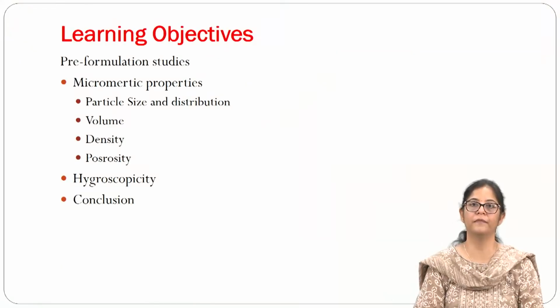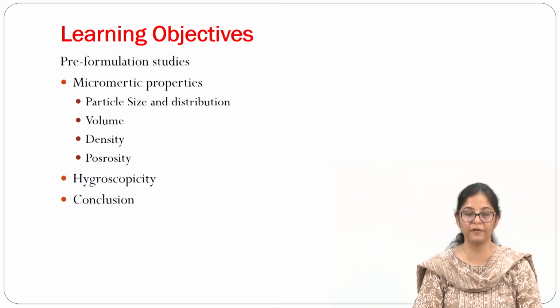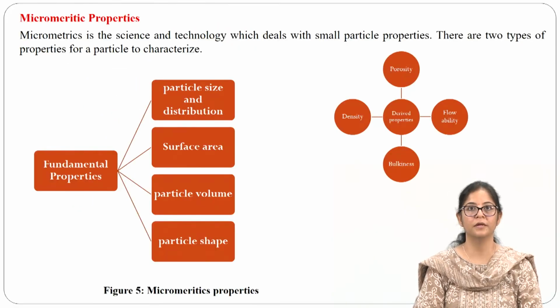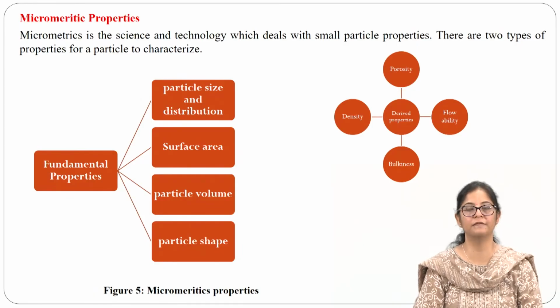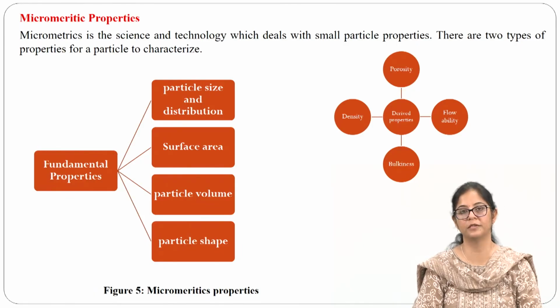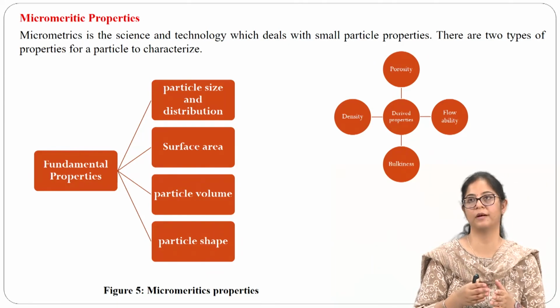Now in this we look into the micromeritic properties, that is particle size and distribution, volume, density, porosity, hygroscopicity, and then finally the takeaway. Now micromeritics is the science and technology which deals with small particle properties. Micromeritics is thus the science which deals with the small particle properties.